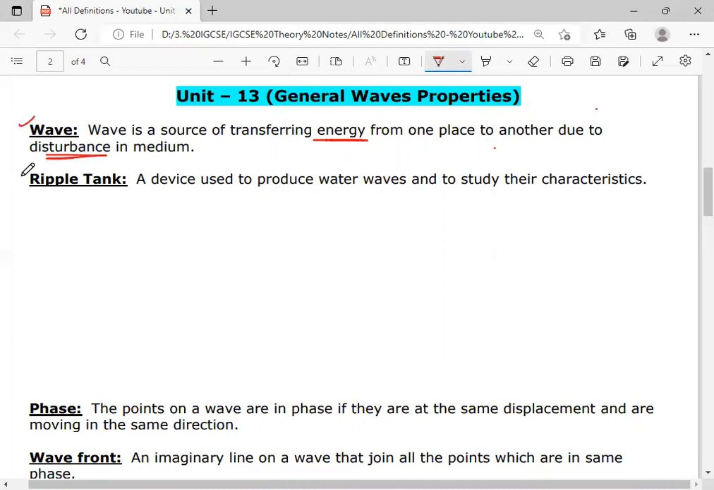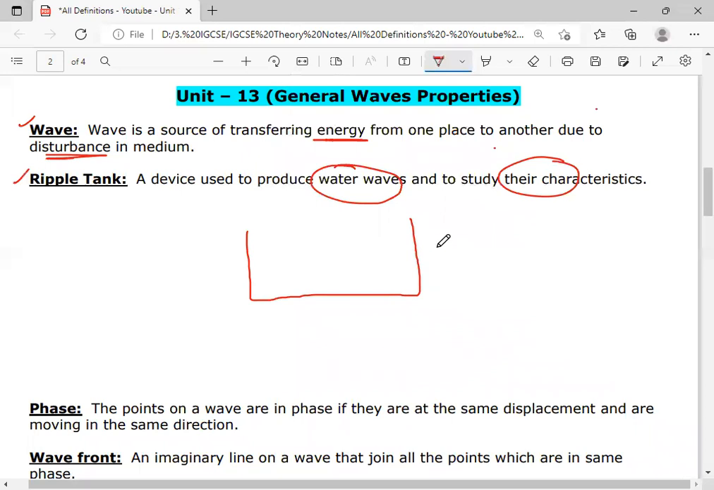Then the definition of ripple tank comes over here. A device which is used to produce water waves and study their characteristics is called a ripple tank. In exam, sometimes the examiner asks to draw the diagram of the ripple tank and label it.